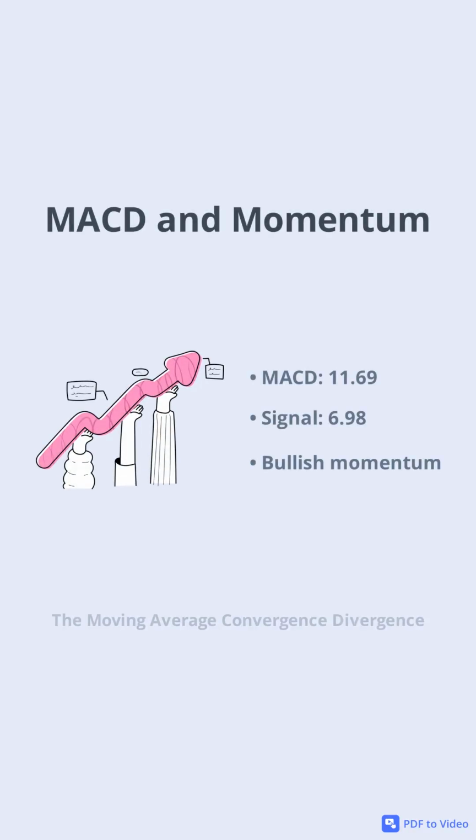The moving average convergence divergence (MACD) is a key momentum indicator. TSLA's MACD is at 11.69, with a signal line at 6.98 and a histogram of 4.7. The positive MACD and histogram values indicate bullish momentum. Additionally, the MACD momentum value of 4.97 supports this trend, suggesting that buyers have been in control recently.